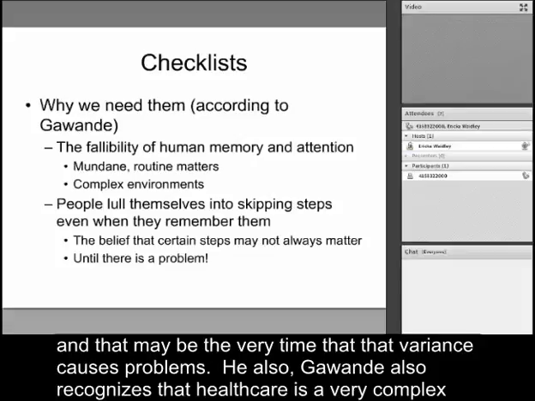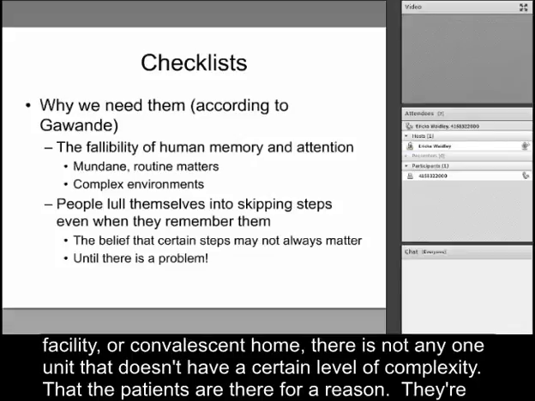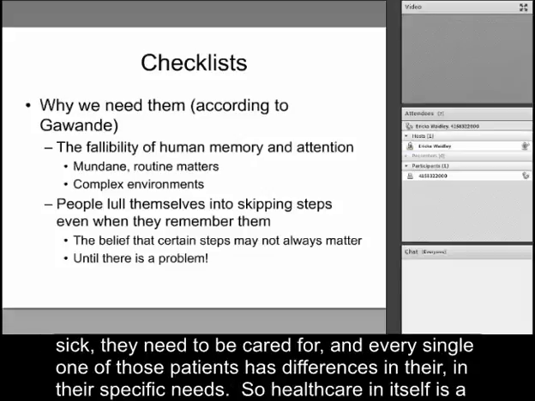Gawande also recognizes that healthcare is a very complex environment. There isn't any one unit in the healthcare environment, in a hospital or in a clinic or in an ambulatory care center or in a senior nursing facility or a convalescent home, that doesn't have a certain level of complexity. The patients are there for a reason, they're sick, they need to be cared for, and every single one of those patients has differences in their specific needs. So healthcare in itself is a complex environment.